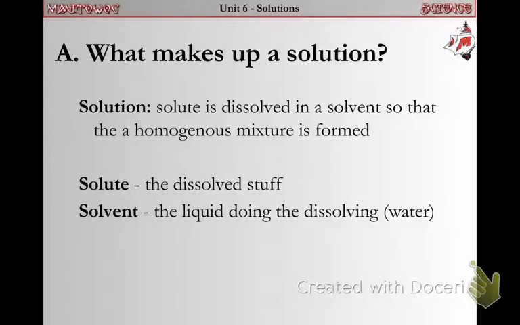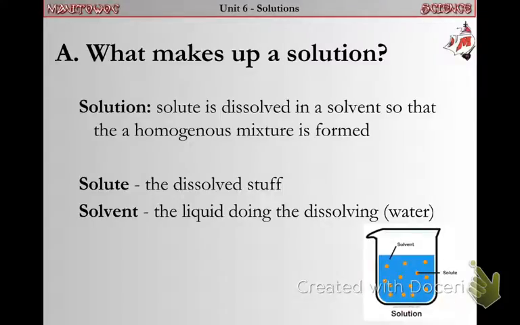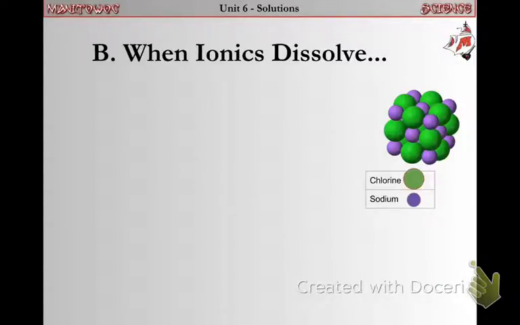I have the word water in parentheses because more often than not, water is going to be the solvent we care about. And so here's a little diagram of a solute, the orange dots, being dissolved in a solvent, the clear liquid. And remember, this forms a homogeneous mixture, so it looks the same all the way throughout. So why does this occur? Well, we actually have to take this in two steps. First of all, we're going to talk about ionic compounds, and then we're going to talk about covalent compounds.